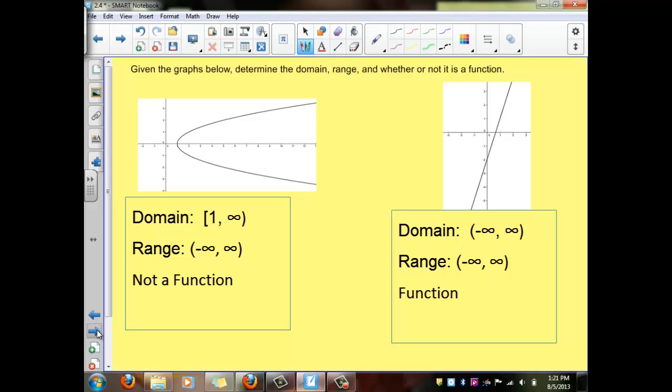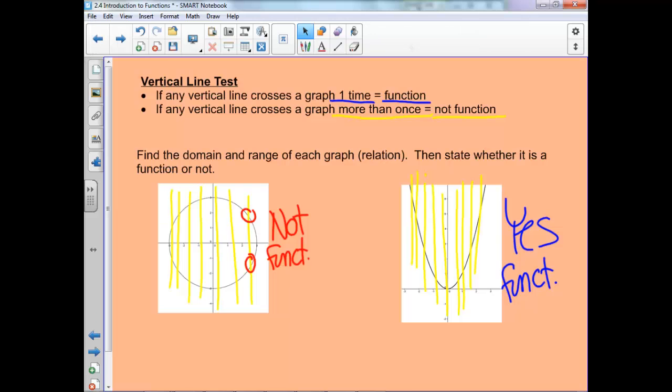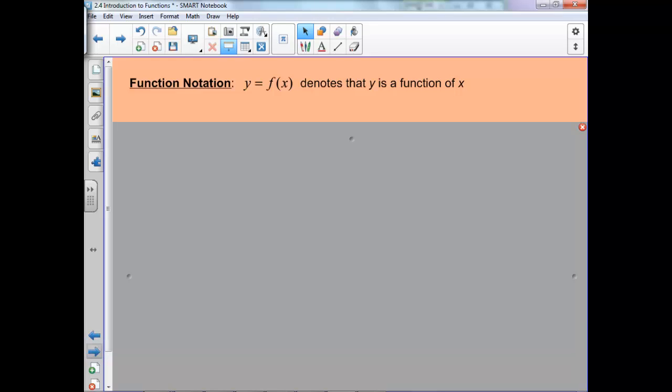So same idea here. As far as notation goes, we use f of x, and that's how this is said right here. That's f of x. That's how you say it.